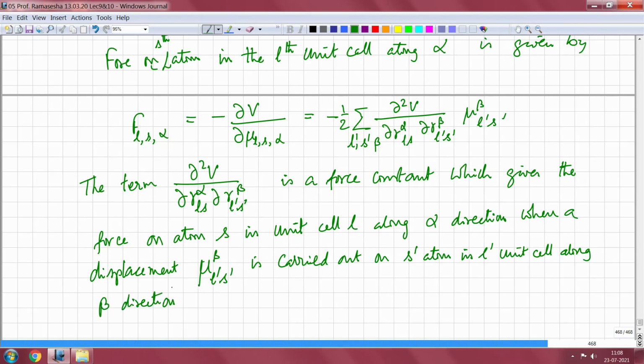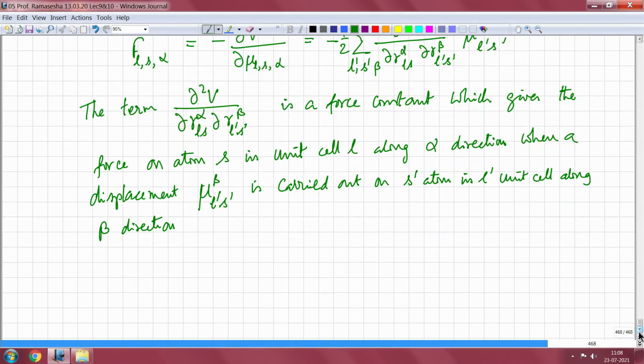So what we are saying is, you tug some atom in some direction, and it is going to exert a force on another atom in a different direction, and the force constant relates the magnitude of tugging to the magnitude of the force. So this is the general harmonic approximation, which involves stopping at the second term.